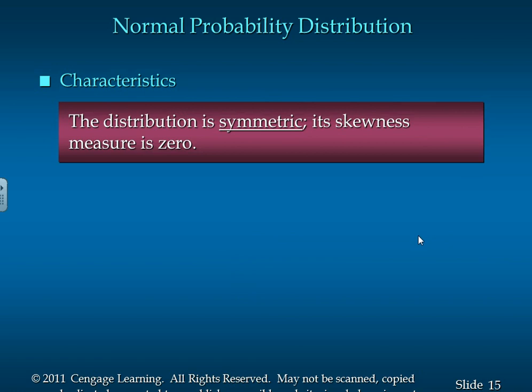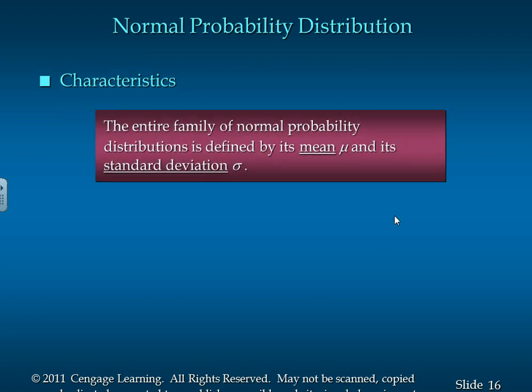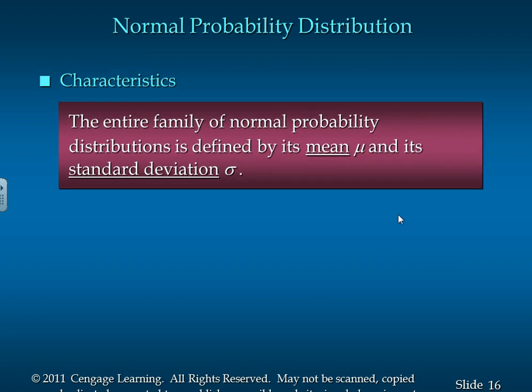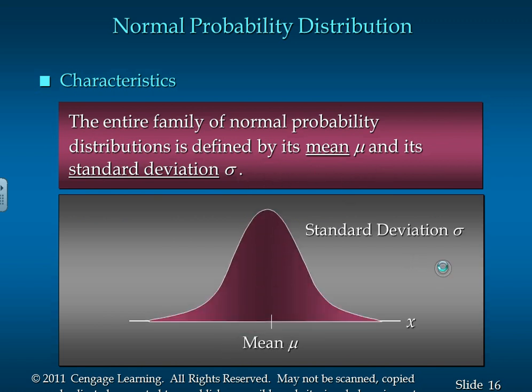Characteristics. The distribution is symmetric. Yeah. With skewness of 0. Okay, so if I go down the middle, I have half on one side, half on the other side. All right. The mean mu is the standard, and its standard deviation. Okay, there's the mean mu.